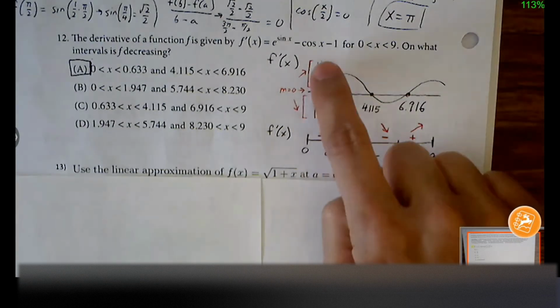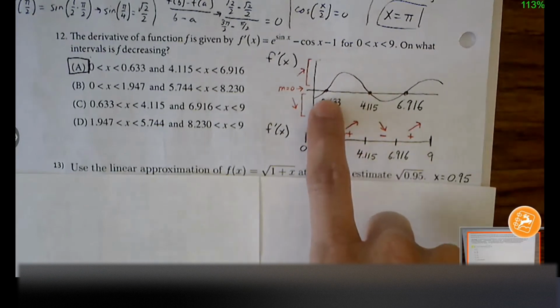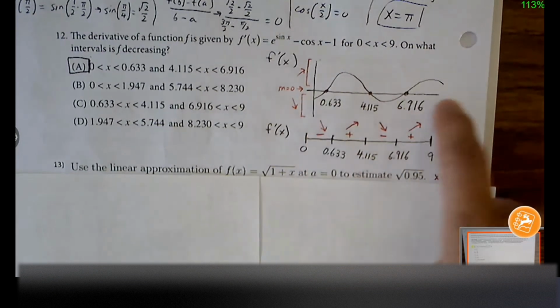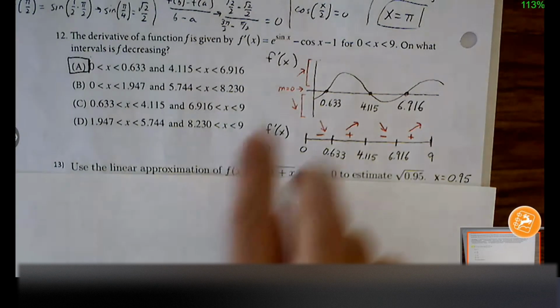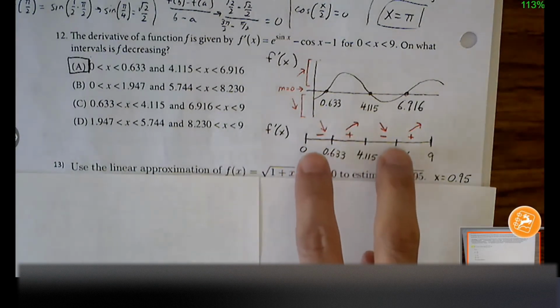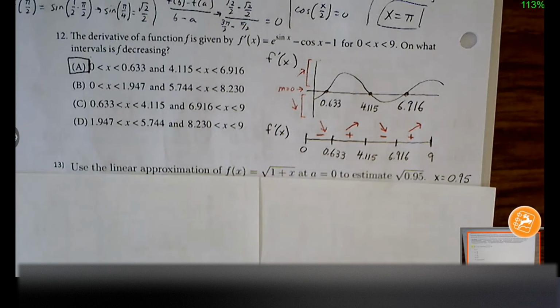Once I have my graph, I'm going to label above to be positive slope, below is negative slope. On the x-axis is slope zero. I'm going to use my zero feature on my calculator to find those critical values, place them onto my slope sine line, test each interval, label with an up or down arrow. I'm looking for interval decreasing. So wherever there's a down arrow, that's going to be my answer. So from 0 to 0.633, and then from 4.115 to 6.996.